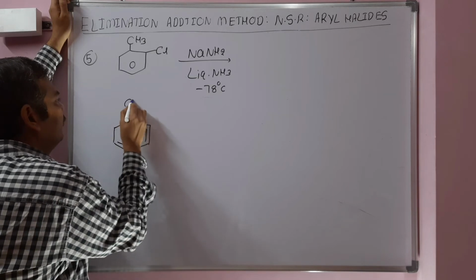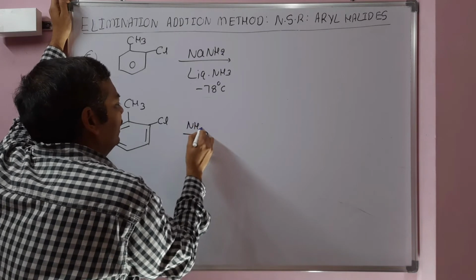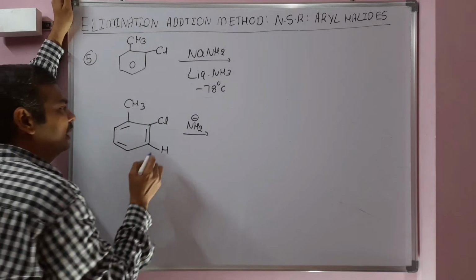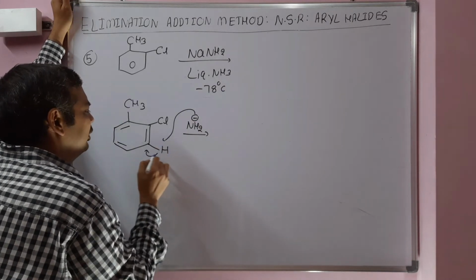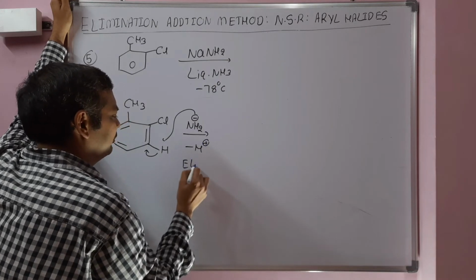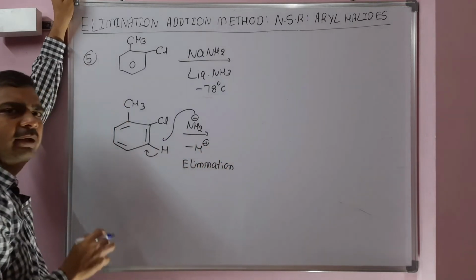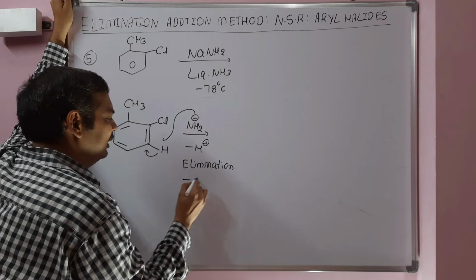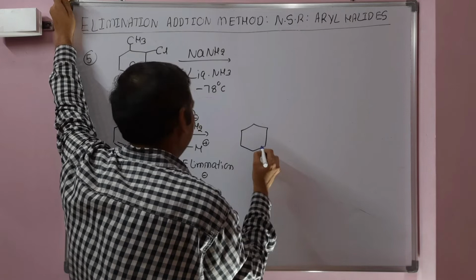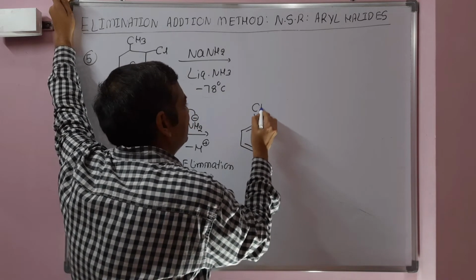For 2-chlorotoluene, the first step is elimination. In the first step, sodamide, NH2 minus, will abstract a proton. Only one beta hydrogen is available here, so there is a possibility of only one benzyne. Initially we get a carbanion, and after that expulsion of the leaving group takes place. I am writing the benzyne directly since we have written the same mechanism several times. I have written the benzyne directly, with the CH3 group.